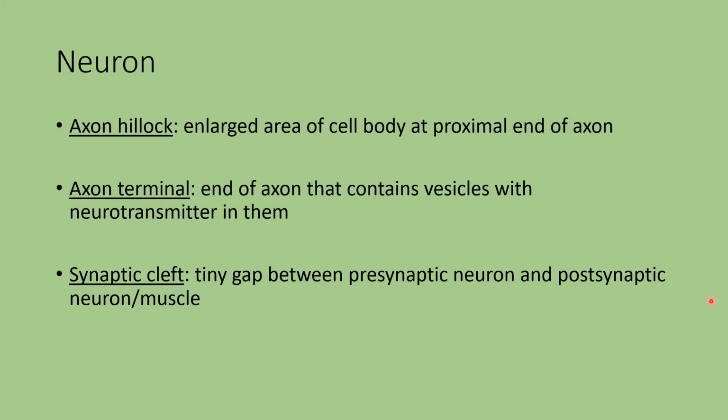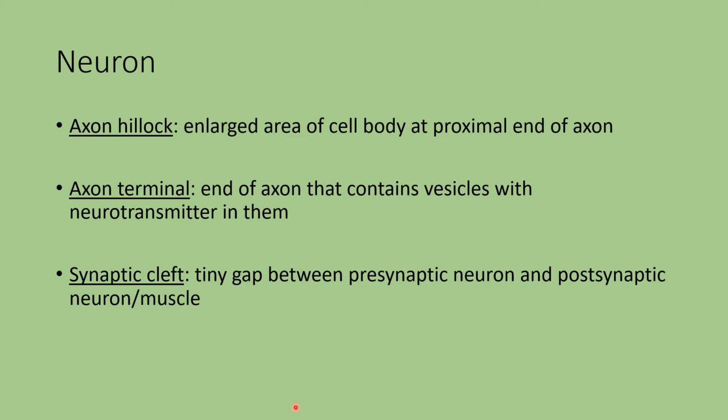With the neuron, there's different regions. The axon hillock is an enlarged area of the cell body at the proximal end of that axon. So just think of where the axon is attaching to the cell body. The axon terminus is at the very end of the axon, the very distal end of it. It does contain a lot of vesicles, and inside these vesicles are the neurotransmitters.